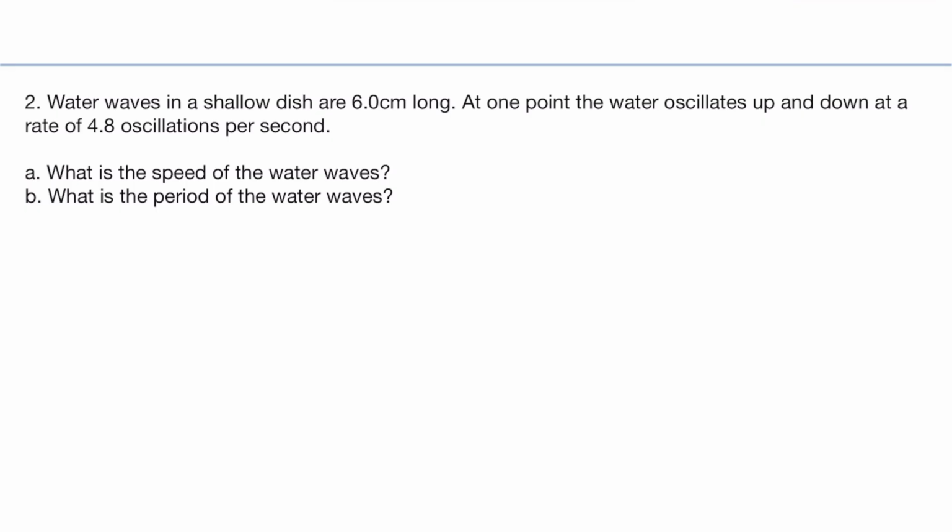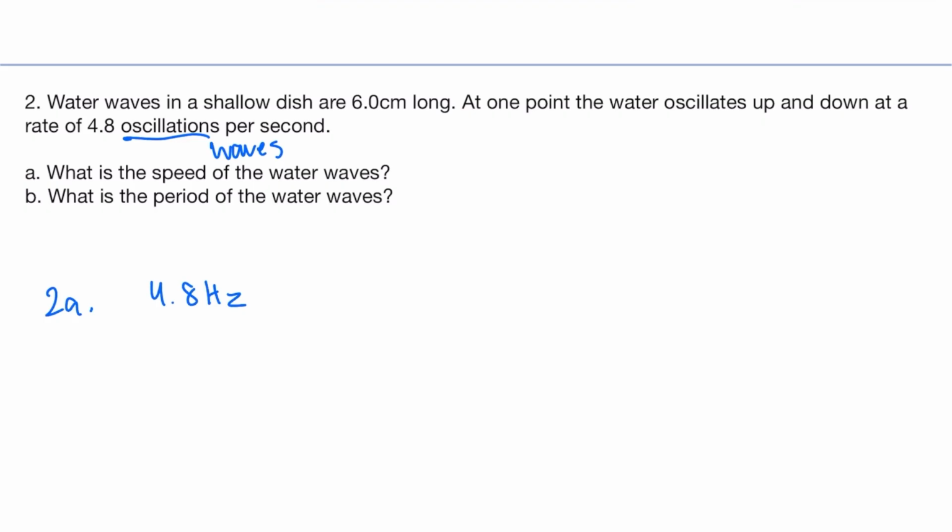Number 2. Water waves in a shallow dish are 6 centimeters long. At one point, the water oscillates up and down at a rate of 4.8 oscillations per second. What is the speed of the water waves? So don't let the word oscillations mess you up. This just means that 4.8 waves pass per second. So for letter A, it's basically saying that the frequency is 4.8 hertz because 4.8 waves pass within a second.